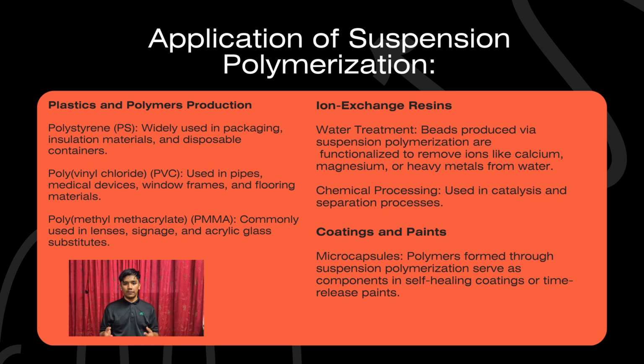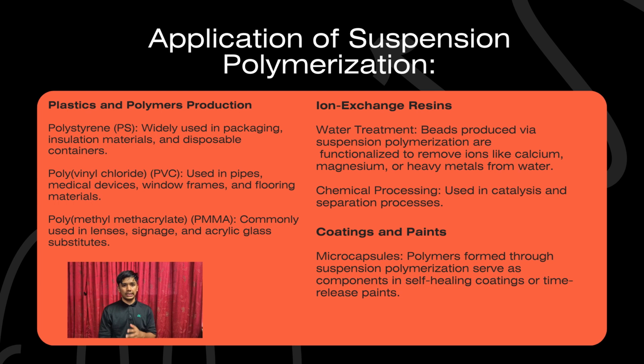Here are some examples of the suspension polymerization method's applications in the world. First, it is used for plastics and polymer production. For instance, the production of polystyrene, polyvinyl chloride (PVC), and polymethyl methacrylate (PMMA). Next, it is used for ion exchange resins. Water treatment beads produced via suspension polymerization are functionalized to remove ions like calcium, magnesium, or heavy metals from water.